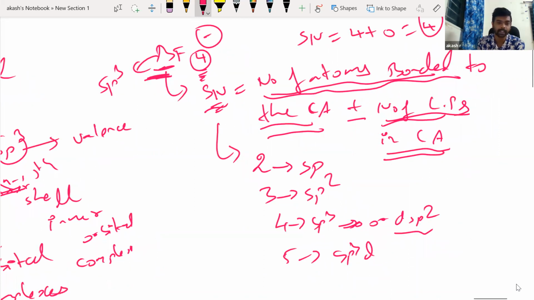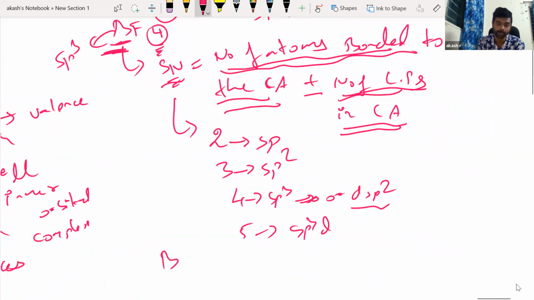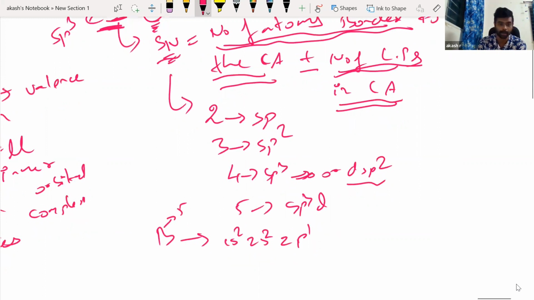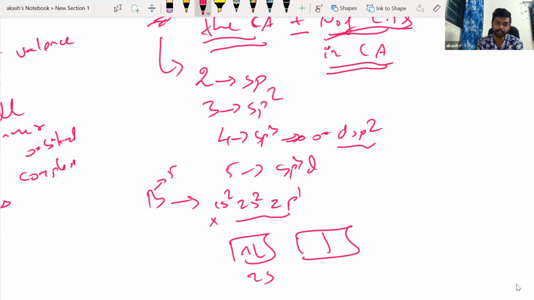Now let us write the electronic configuration of boron, right? Boron has atomic number 5, so it is going to be 1s2, 2s2, 2p1. We are worrying only about the valence shell, so do not worry about the 1s2. Only the valence shell you have to take into account. So we have 2 electrons in 2s, and 1 electron in 2p. No issues, right?